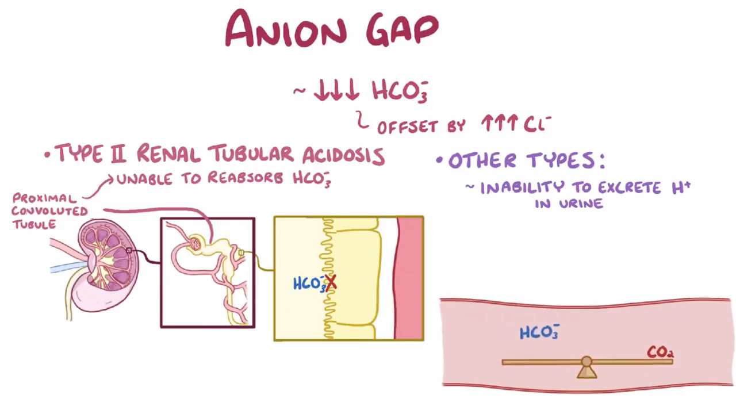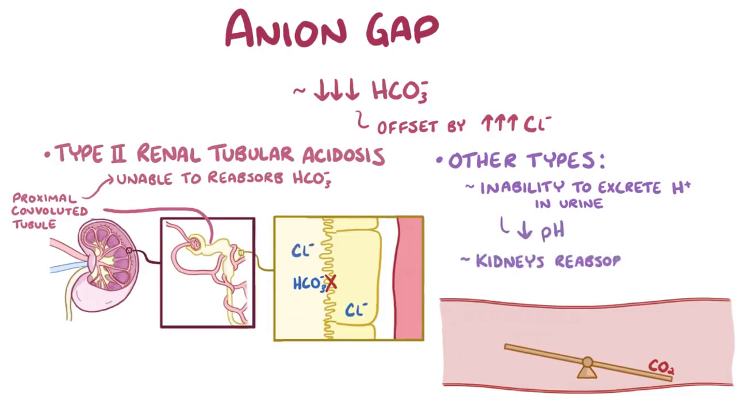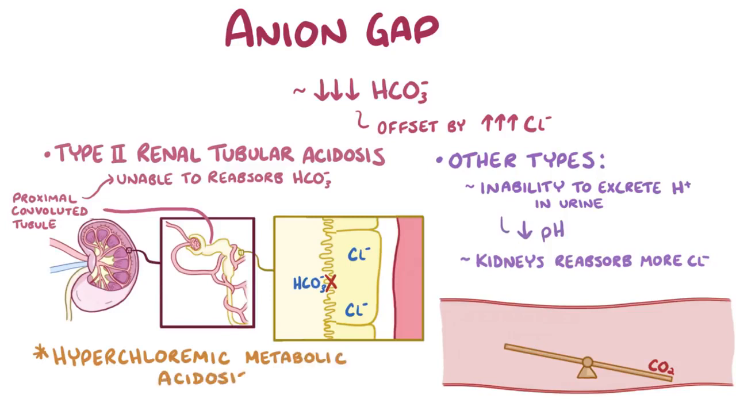The excessive loss of bicarbonate results in a low plasma bicarbonate concentration, which ends up lowering the pH. In response, the kidneys start reabsorbing more chloride ions. So for each bicarbonate ion that's lost, there's a new chloride ion. This is why normal anion gap metabolic acidosis is sometimes called a hyperchloremic metabolic acidosis.